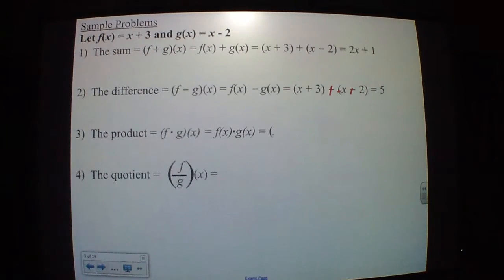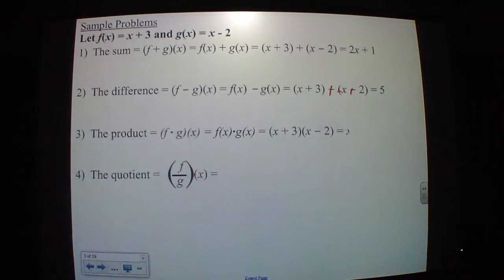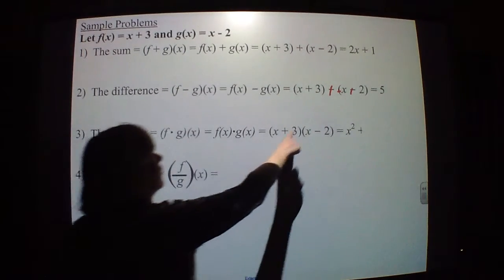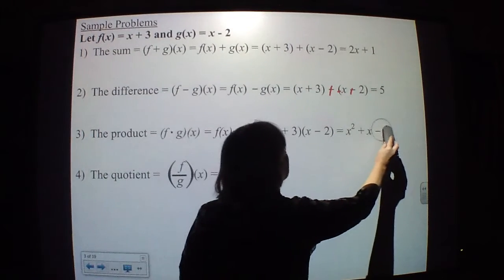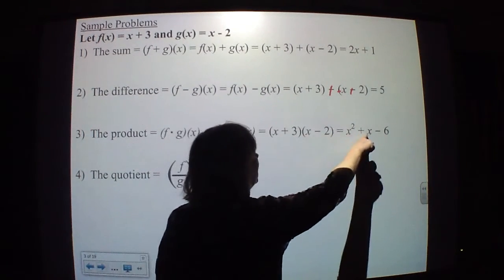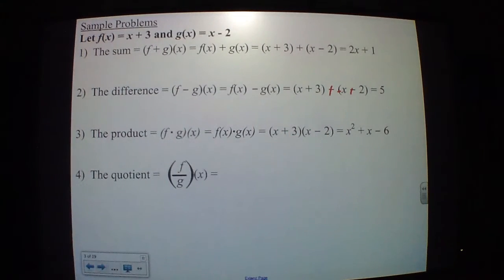Product, f times g of x, can be written as f of x times g of x. F of x is x plus 3. G of x is x minus 2. FOIL, and you'll get x squared plus 3x minus 2x. 3x minus 2x is x. 3 times negative 2 is negative 6.